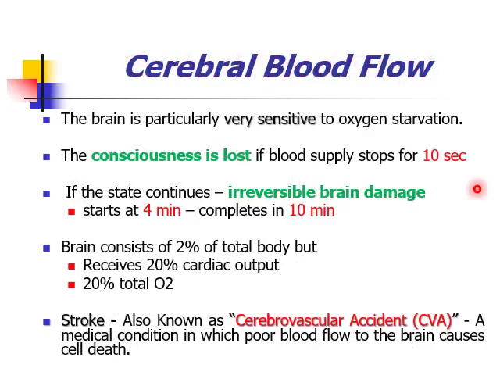When we talk about the cerebral blood flow, we have to mention a few facts concerning the cerebral blood supply. The brain in particular, among all the body tissues, is very sensitive to oxygen deprivation or oxygen starvation. We lose consciousness if blood supply stops for only 10 seconds. If we interrupt the blood supply to the brain for just 10 seconds, we lose our consciousness.